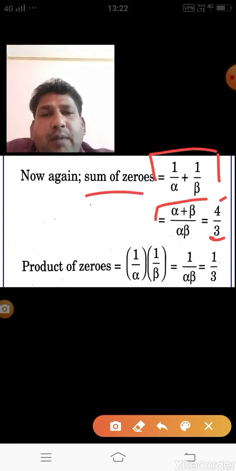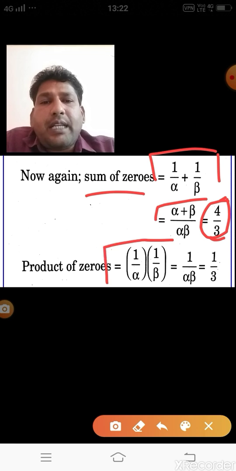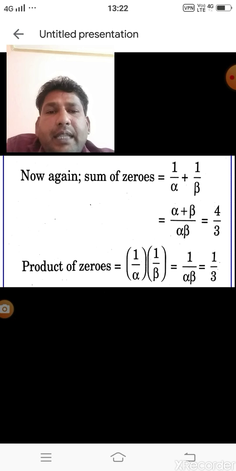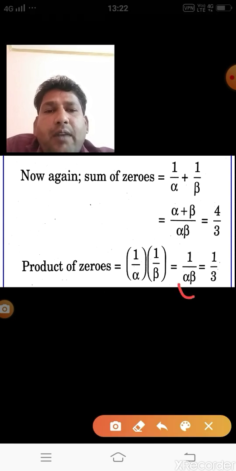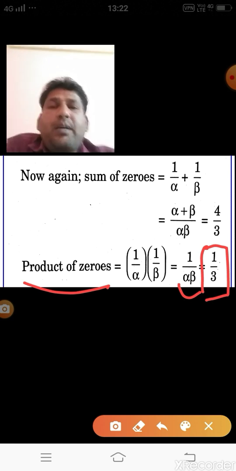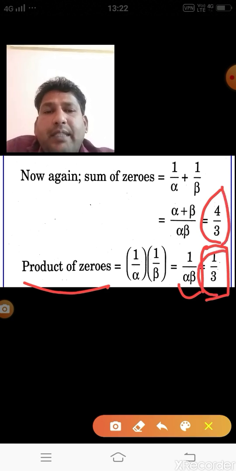Then we are getting the sum of zeros as 4 upon 3 for the required quadratic polynomial, and for the product of zeros for the required quadratic polynomial, we are taking the product here, 1 upon alpha into 1 upon beta. Then this product we are getting as 1 upon alpha beta, and this alpha into beta is 3. We are putting the value, then we are getting the product of zeros for the required quadratic polynomial as 1 by 3. The sum of the zeros for the required quadratic polynomial is 4 by 3 and the product of zeros is 1 by 3.